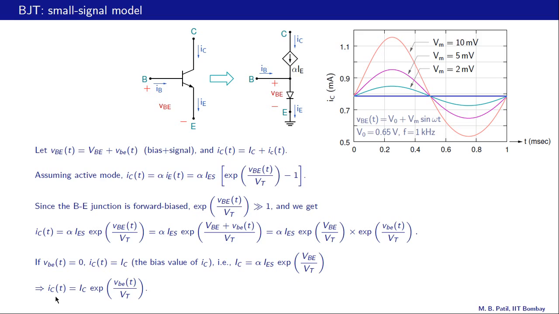So from all of this algebra we get IC of t, that instantaneous collector current, is the DC or bias collector current multiplied by e raised to vbe of t divided by VT. So in this term there is only the time varying component of VBE. In this term there is only the constant component of VBE. Let's remember that, and let's go further with this.